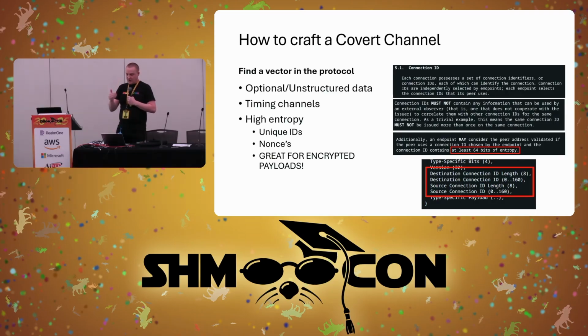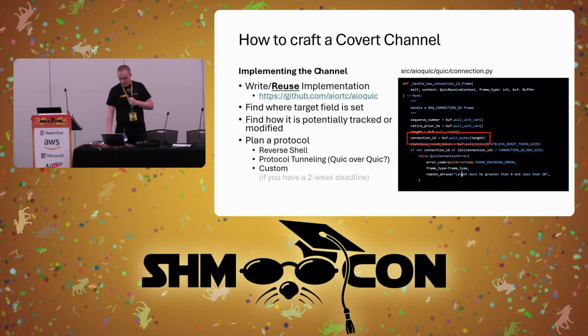Now let's find the vector. So you want to look for unstructured or optional data, timing channels, and my particular favorite, high entropy fields, because you can hide encrypted payloads in them because they're high entropy. The connection ID is required in every header. There's a source and a destination connection ID. And it explicitly says 64 bits of entropy to be considered valid. And down below in the header definition, you can see it can go up to 160 bits. And this is a huge header field to manipulate in a covert channel design.